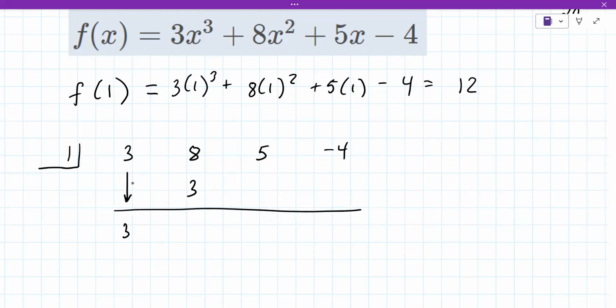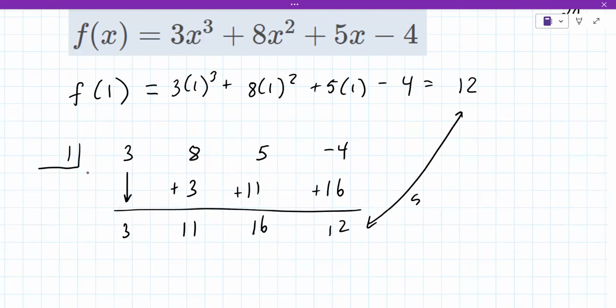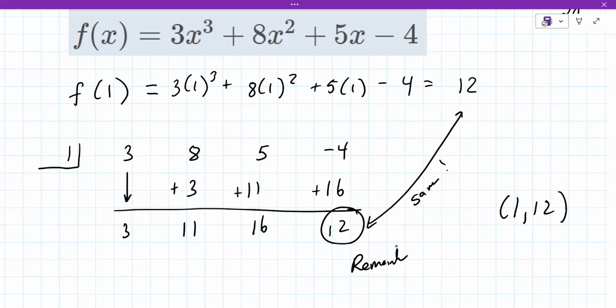3 times 1 is 3. Now we're adding vertically. 11 times 1 is 11. Adding vertically. 16 times 1 is 16. Adding vertically is 12. Do you see that these are the same? This is what's called the remainder, and the remainder is a point on the graph. So there's a point on the graph (1, 12). When you have a remainder, it represents a point on the graph.